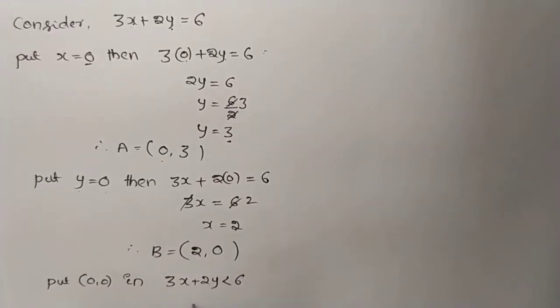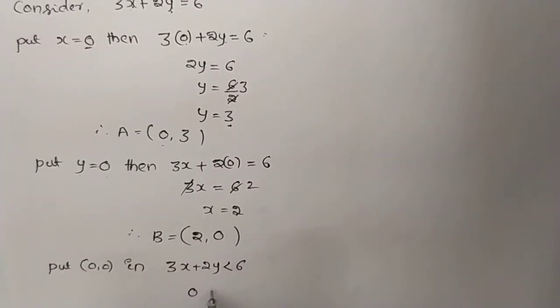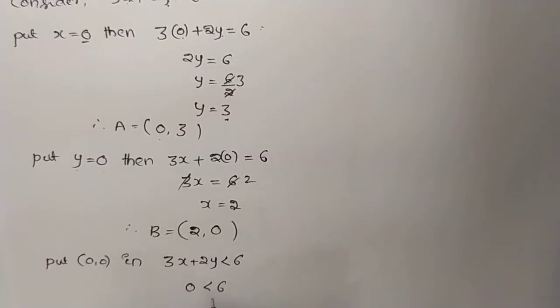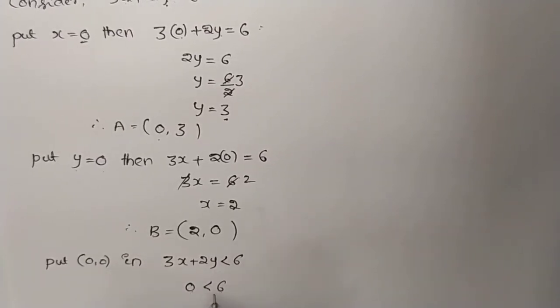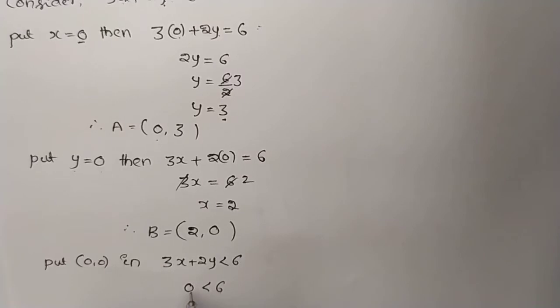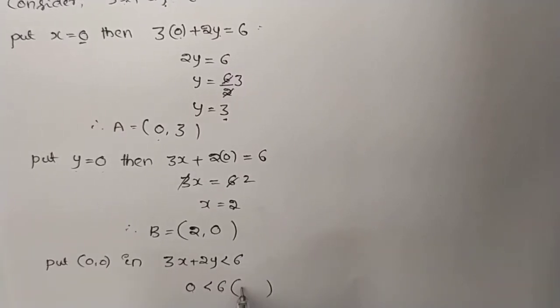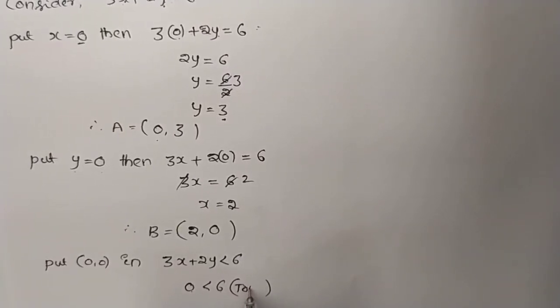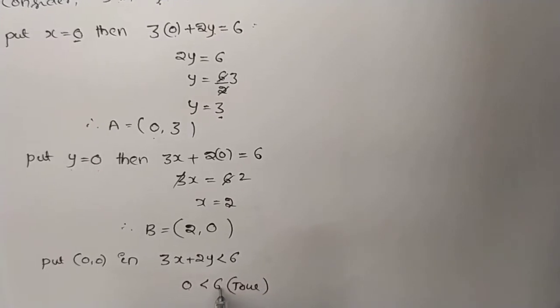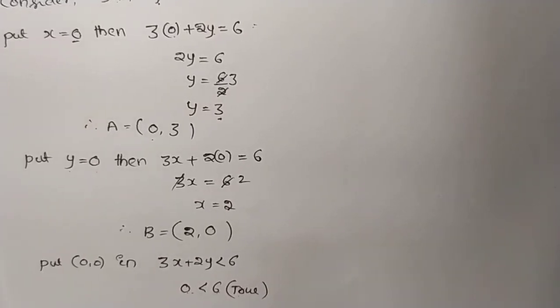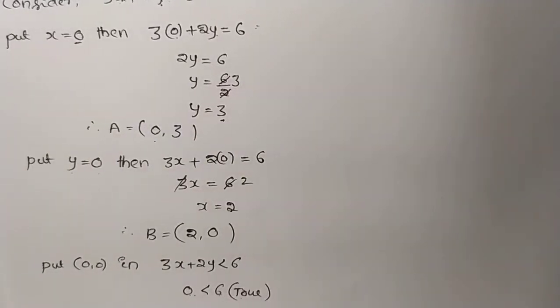Then what we will get? 0 is less than 6. It says that 6 is more than 0. Is it true or false? It is true. So these are the three steps.